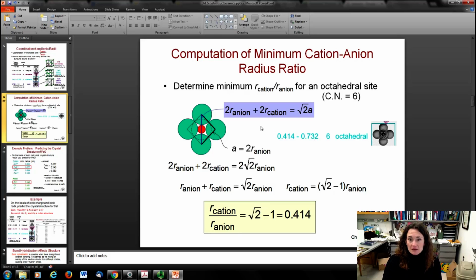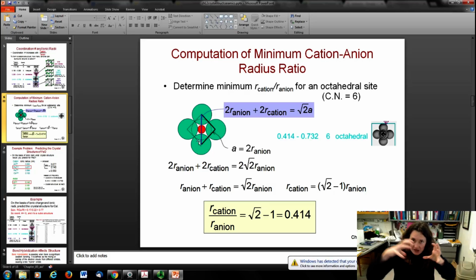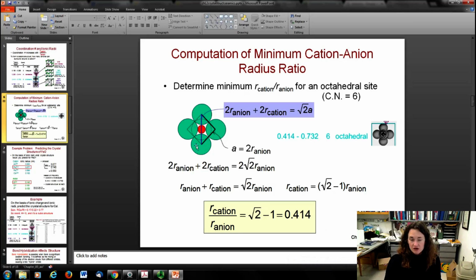Now, for the minimum ratio, what's going to happen is that your cation here, shown in red, is going to be perfectly touching, at the minimum configuration, all of your anions here, which means that these anions aren't going to get pushed out and away from each other. They're still going to touch on the edges like this. They're not going to be shoved out, and that will give you your minimum, okay?